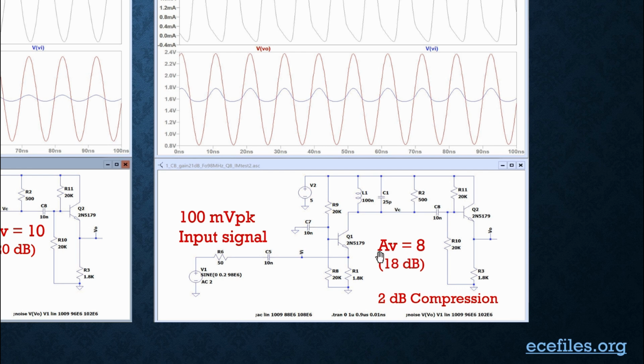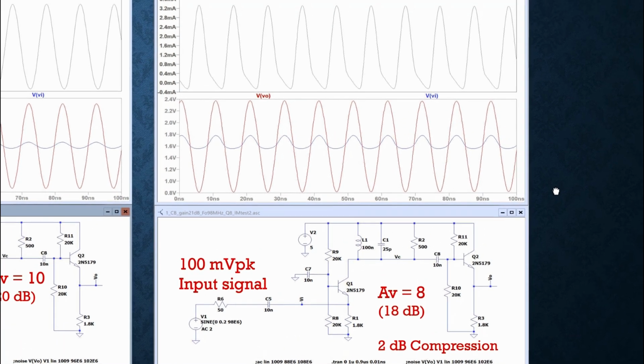So we have actually decreased our voltage gain. That's because the output is in compression, like we've been talking about. It's about 2 dB compression because we now have 18 dB gain instead of 20. But now we can talk about why that is.